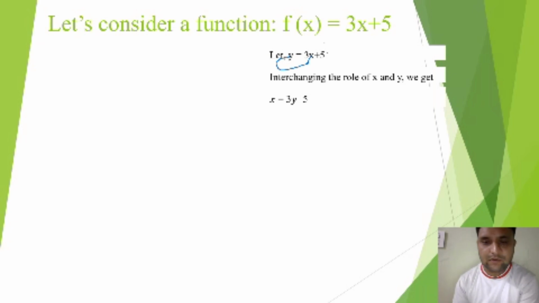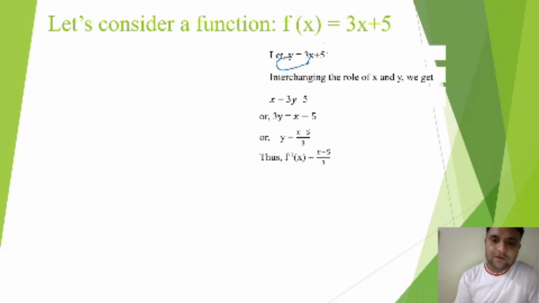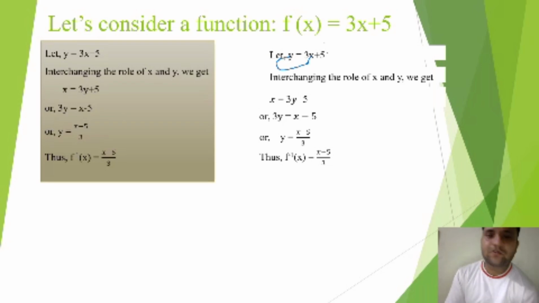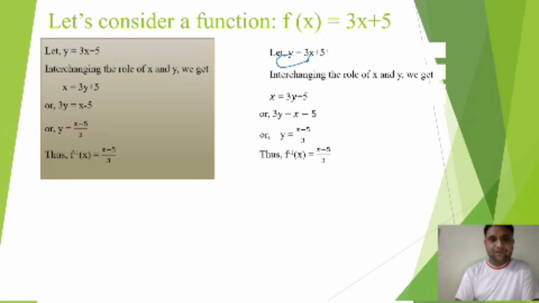So x equal to 3y plus 5 will be the answer. Now after this, we can write 3y equal to x minus 5, just rearranging the terms, and then we can get the value of y, that comes to be x minus 5 all divided by 3. So thus the inverse of the function comes to be x minus 5 divided by 3. Now this was our solution. Now we'll try to verify how our solution is correct.